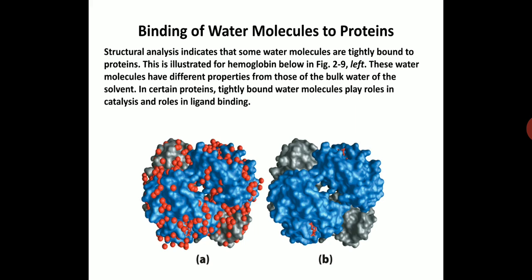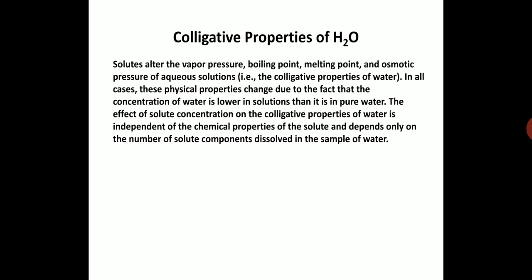Binding water molecules to proteins. Structure analysis indicates that some water molecules are highly bound to proteins. This is illustrated for hemoglobin as shown in the diagram. These water molecules have different properties from those of the bulk water of the solvent. In certain proteins, tightly bound water molecules play roles in catalysis and in ligand binding.